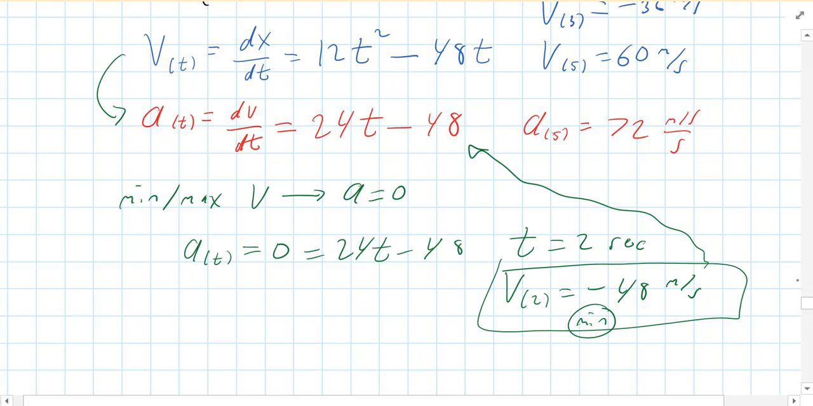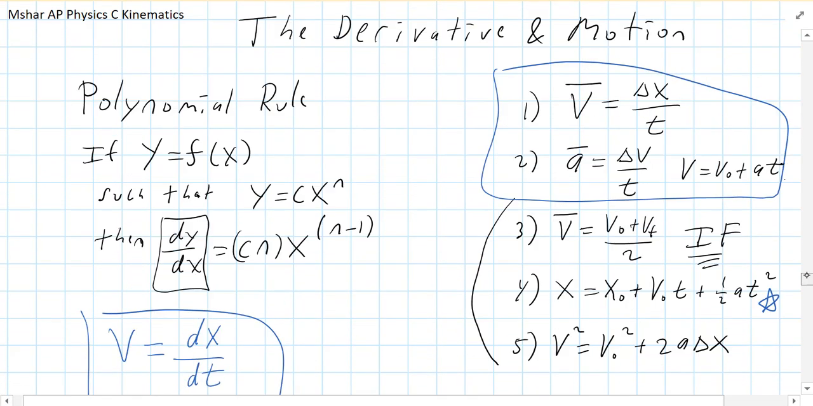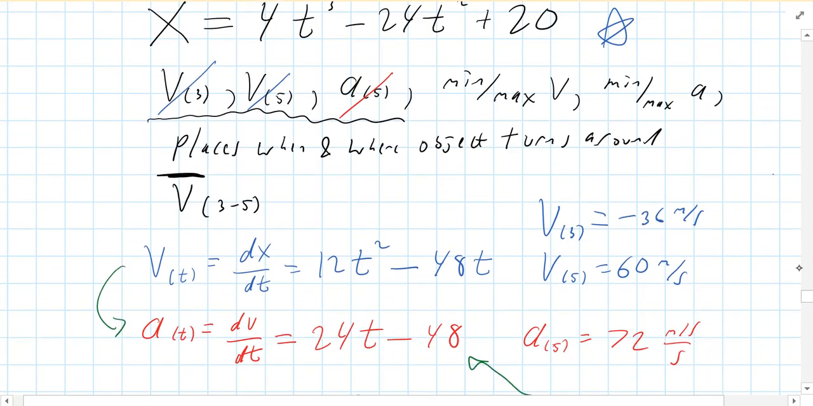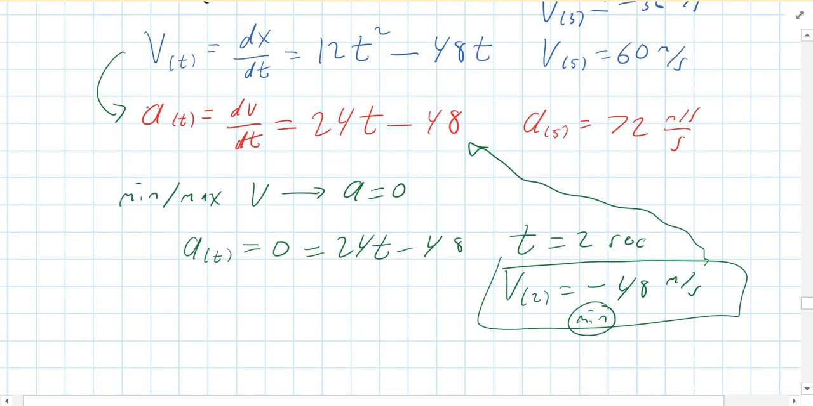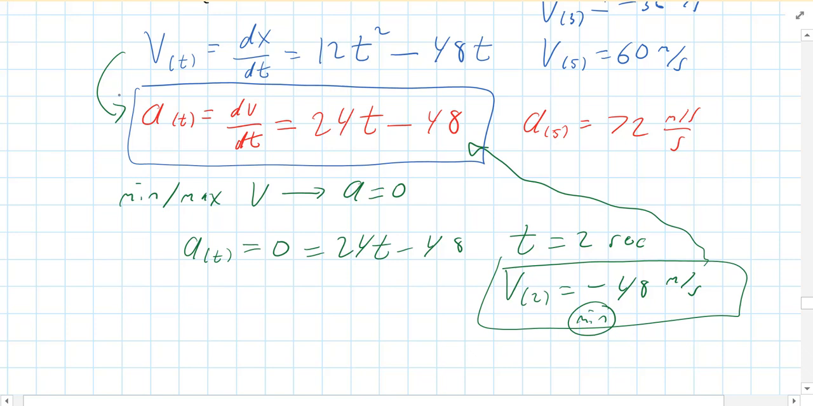Now, how about the acceleration? Let's go back up and check our list. Okay, so yeah, we found the min or max velocity. How about the min or max acceleration? Well, if you look at our acceleration function, it doesn't have a min or max. It's a line. So the line goes off forever, down to the left and up and to the right. It's a positive slope line.